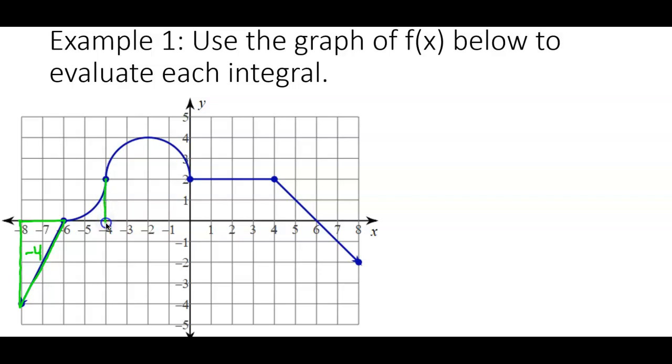This next area, which I guess I'll change colors here. The next area has a rectangle here, and it has a semicircle on the top, right? So what's the area of that rectangle? Okay. And how about that semicircle on the top there?